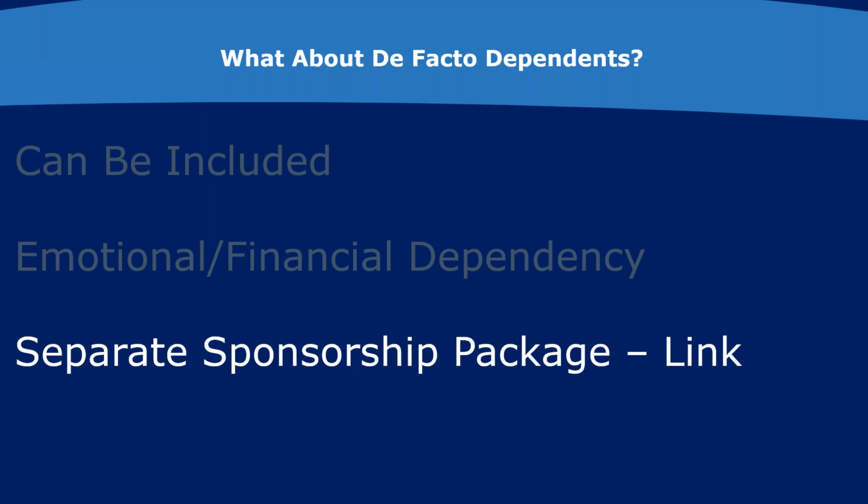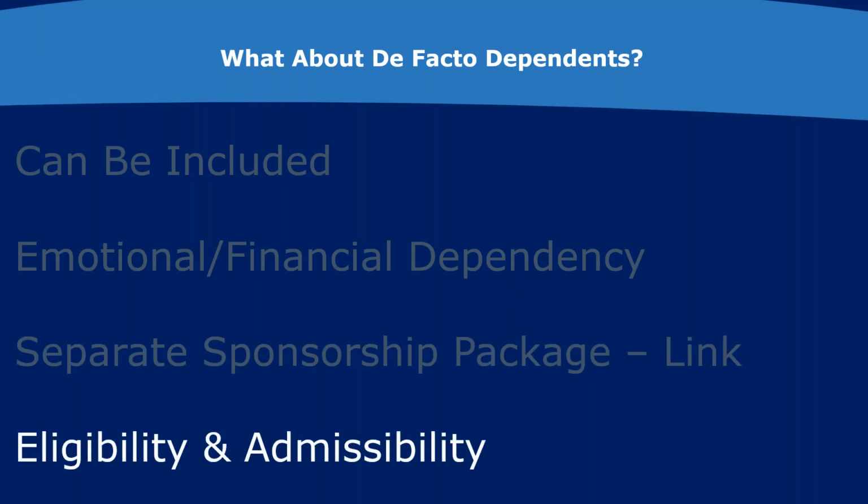Previously, or before May 1st, 2018 rather, you needed to identify the de facto dependent on the principal applicant's Schedule 2. In the new Schedule 2, there's no longer a section for the de facto dependent to be identified, so you just submit a separate application package, link the application packages together, and then include a cover letter with both application packages explaining the relationship and identifying the de facto dependent.